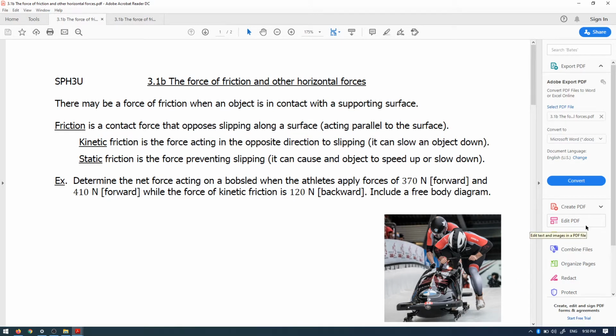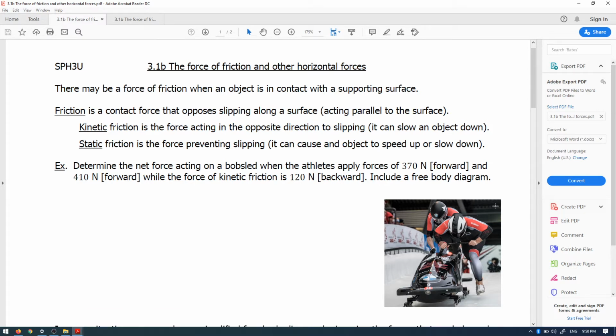Today I'm going to be talking about a few concepts in the wonderful world of physics. In the first note, which is 3.1b, I'm going to be talking about different forces along the horizontal, meaning left or right, west, east, forward, backward, those sort of forces. Now, we're going to start with two types of the same force.